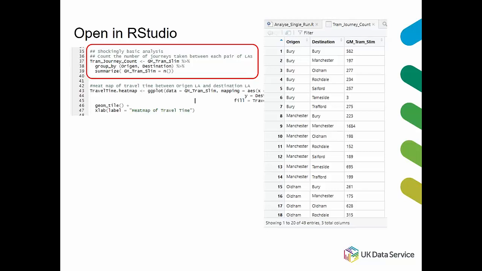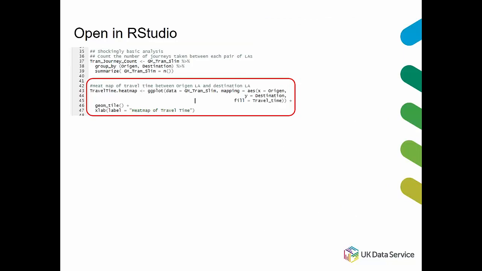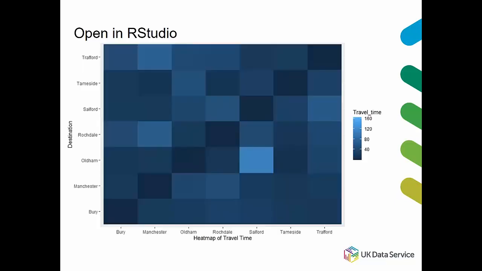Slightly more interesting analysis is to create a heat map based on the time it takes to get from one local authority to another. So again, I like R because this is only a couple of lines of code and it gives you a nice shiny heat map. Now you see the intersections, so within local authority journeys, are quite short comparatively. They take much less time than between local authority journeys.